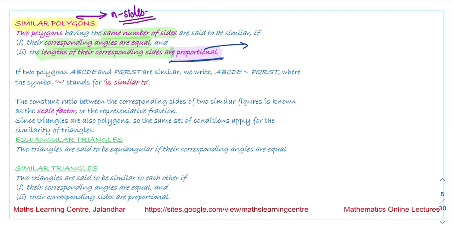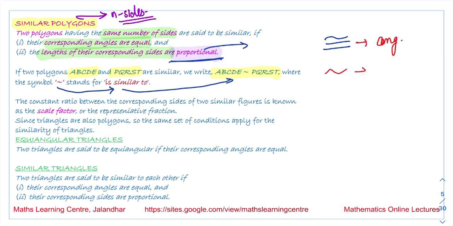If we have two polygons, one is polygon ABCDE and the second is polygon PQRST, then we write these two polygons as similar in this way. This symbol is the symbol for is similar to. When we talked about congruence, we wrote is congruent to. Now we are talking about this symbol only. This is the symbol for congruent, and this is the symbol for similar.